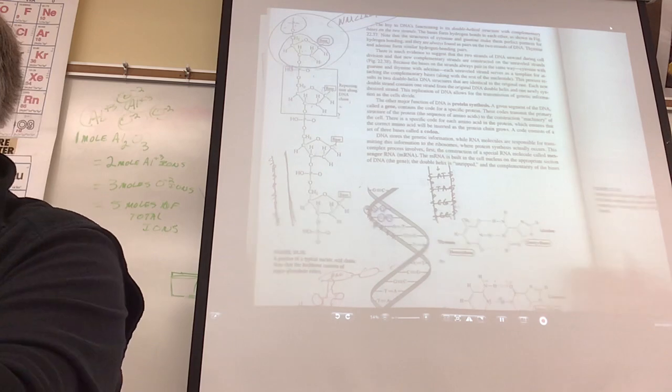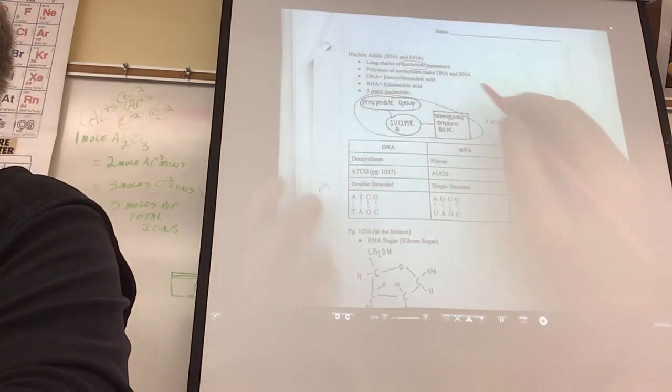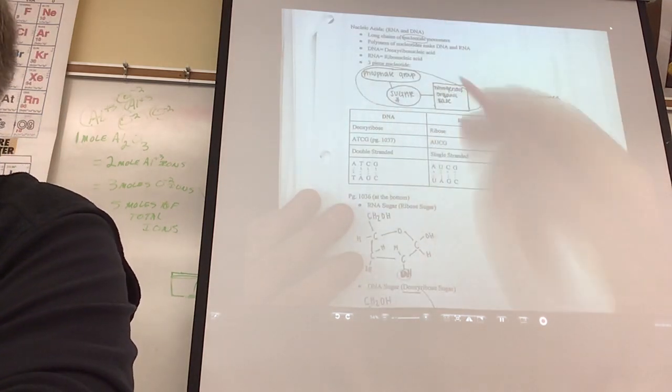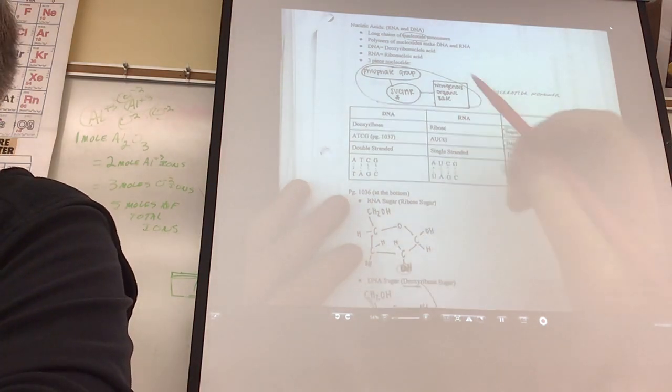All right. Let's start back here. First of all, they found out that there is this monomer, which is very complicated, and the monomer was made of 3 parts.